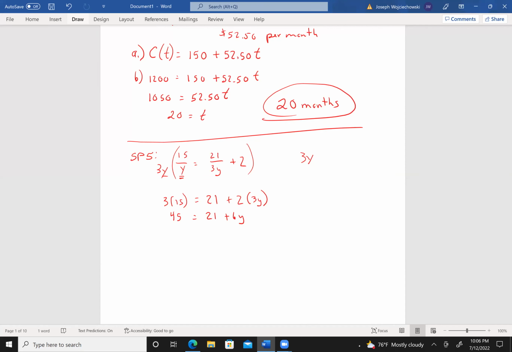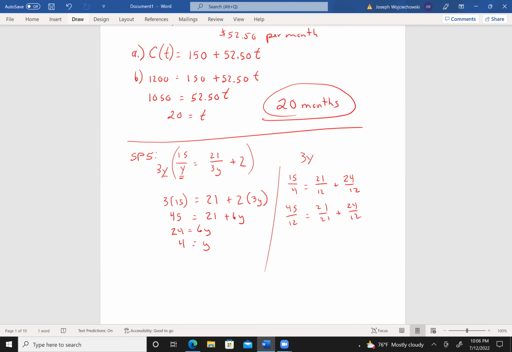I'll subtract the 21 from both sides again. Get 24 equals 6y. Divide by 6 and I get y equals 4. Then I can check the answer. 15 over 4 equals 21 over 12 plus 24 over 12. Then I'm going to make this 45 over 12 equals 21 over 12 plus 24 over 12.